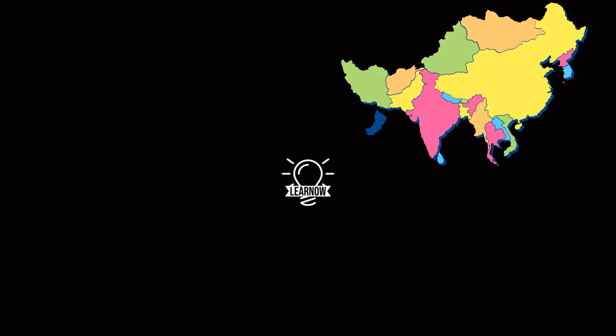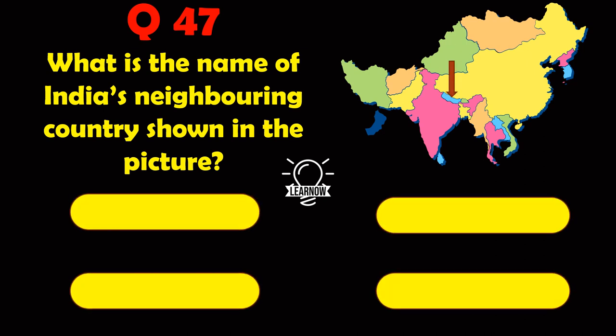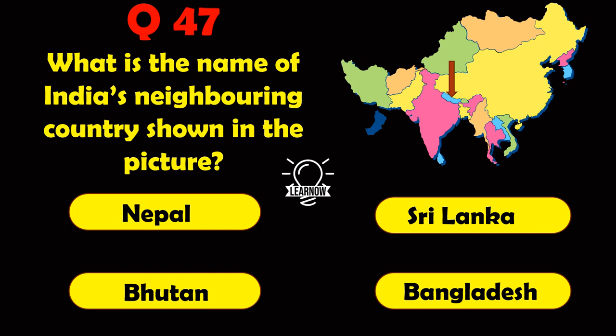Question number 47. What is the name of India's neighboring country shown in the picture? We have to tell the neighboring country of India which is indicated by the arrow here. Whether it is Nepal, Sri Lanka, Bhutan or Bangladesh, we have to find out. Is it Nepal? Yes, it is Nepal. The country indicated by this arrow is Nepal, which is a neighboring country of India.